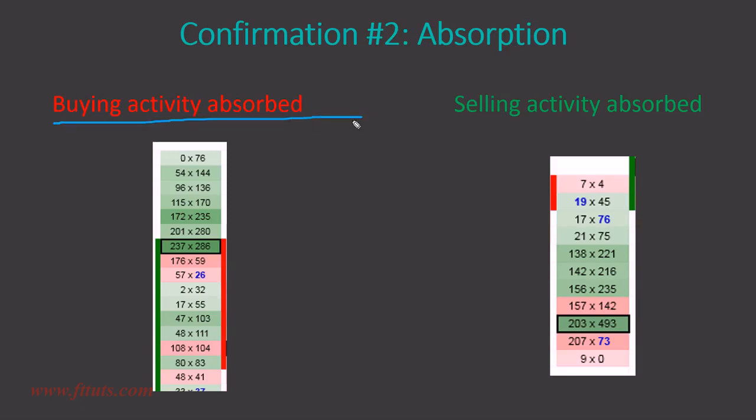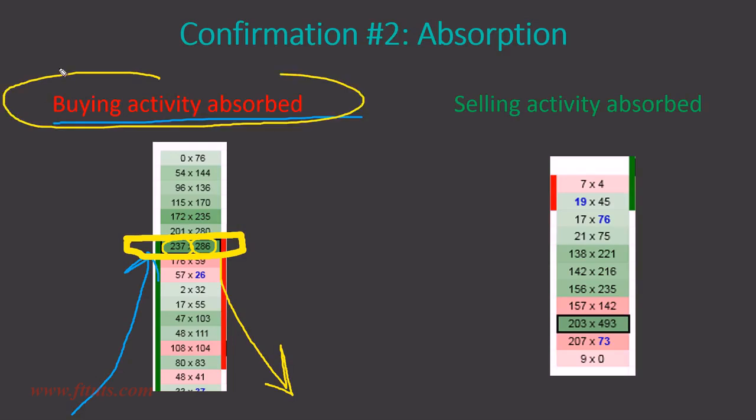This is buying activity absorbed. So imagine buyers are pushing price upwards. Then there is this high volume node. As you can see, there are huge volumes both on bid and on the ask. And this absorbs all the buying pressure, all the buyers, and from that place the price goes downwards. Alright, buying activity of those buyers got absorbed mostly in here.